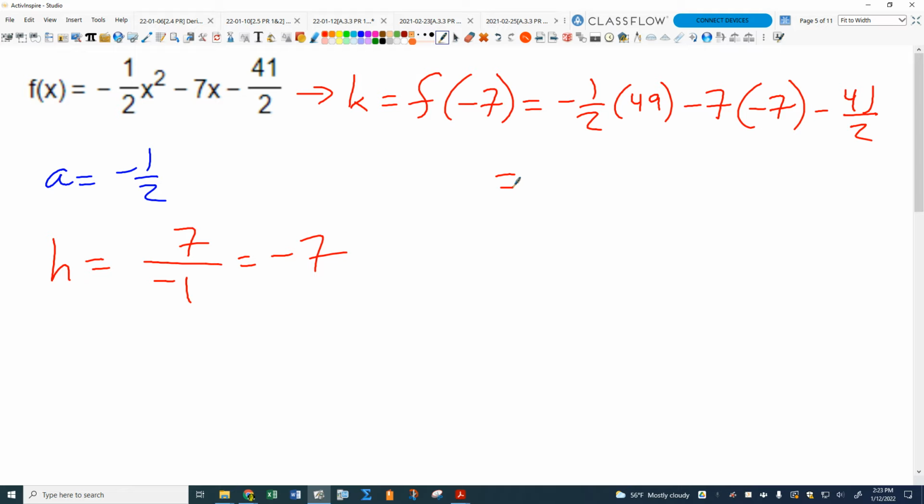So we're getting -90/2, which is -45, and then minus a negative is plus 49. So what do we get? 4. That was way more simple. I know.